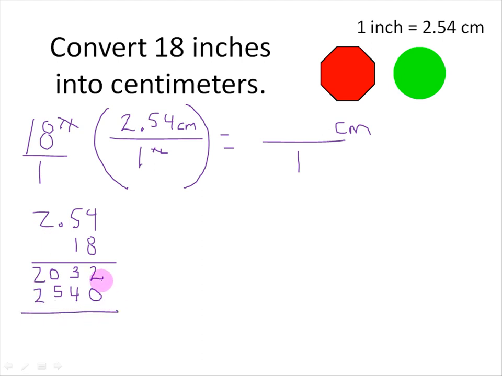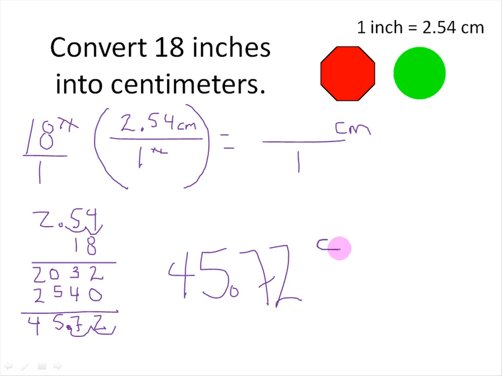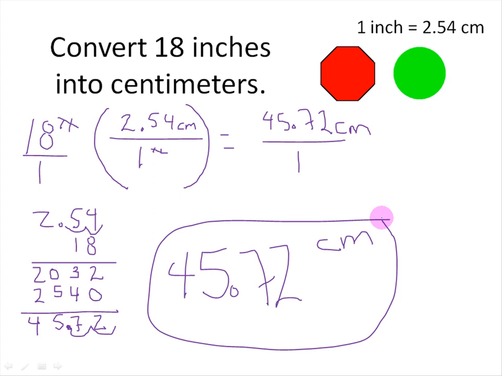Now we add. So we have 2, 7, 5, 4. I come up to count how many decimals I had. 1, 2. I shift my decimal. So I'm at 45.72 centimeters. Because if I put 45.72 centimeters here, it's all over 1, and so my answer is going to be 45.72 centimeters.